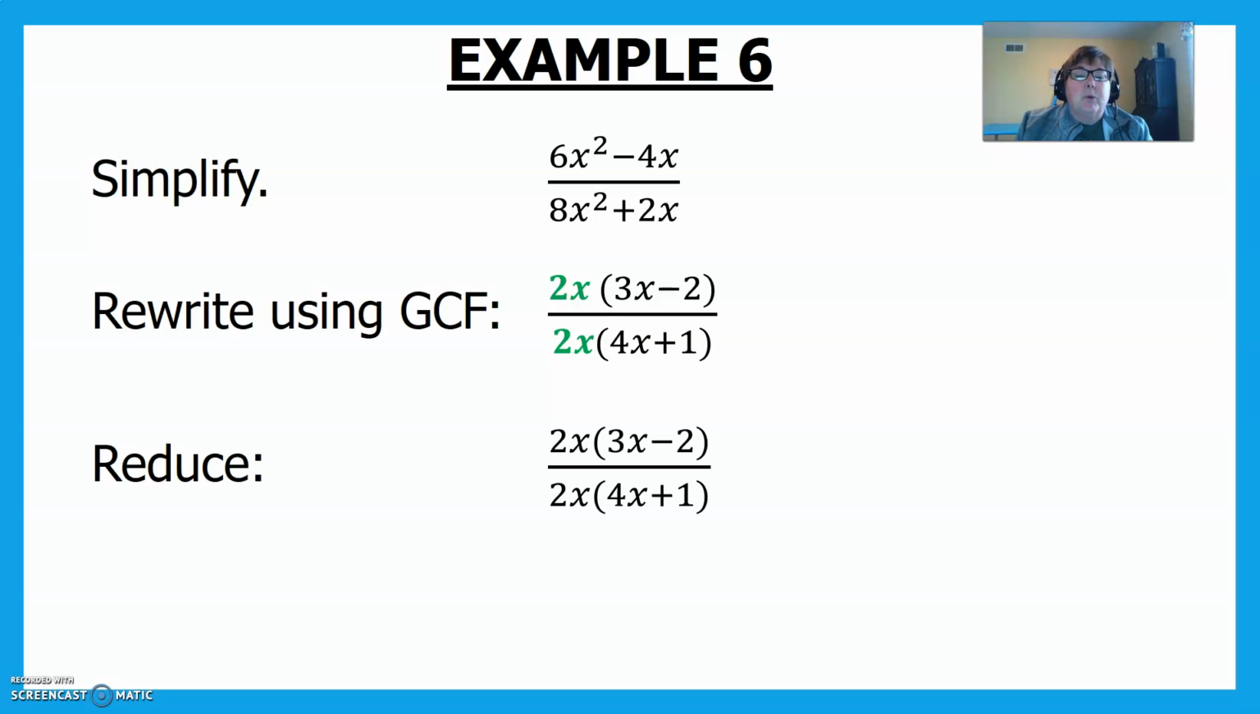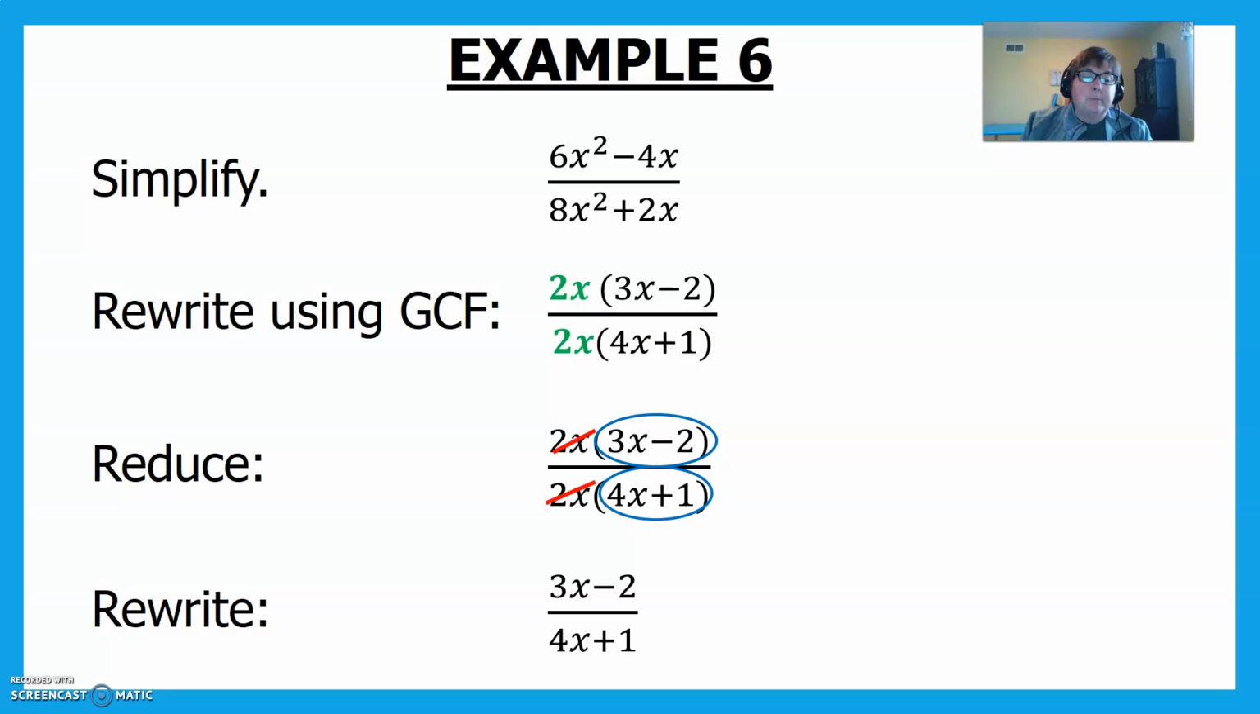So I'm going to reduce. Well, they both have a 2x, top and bottom, and so I cross those off. The other two things do not cancel, so I circle those. And then I rewrite what I have left, which is 3x minus 2 over 4x plus 1, and I'm finished with that problem.